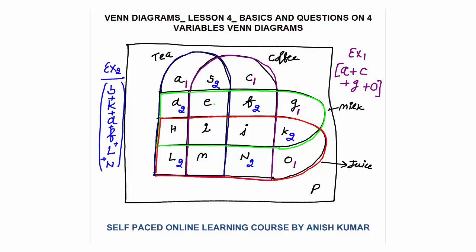Now look at this E. E are the number of people who consume exactly three drinks. I am marking with a green color. E are the number of people who consume tea as well as coffee as well as milk. But if you look at the diagram carefully, E is outside the circle of juice.